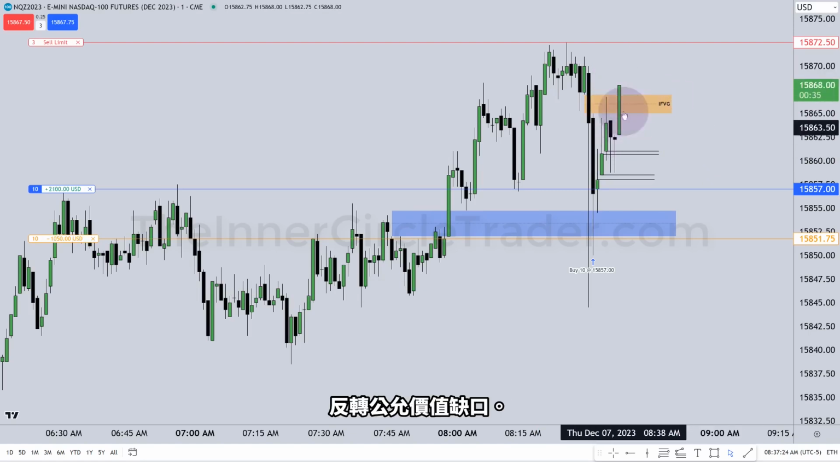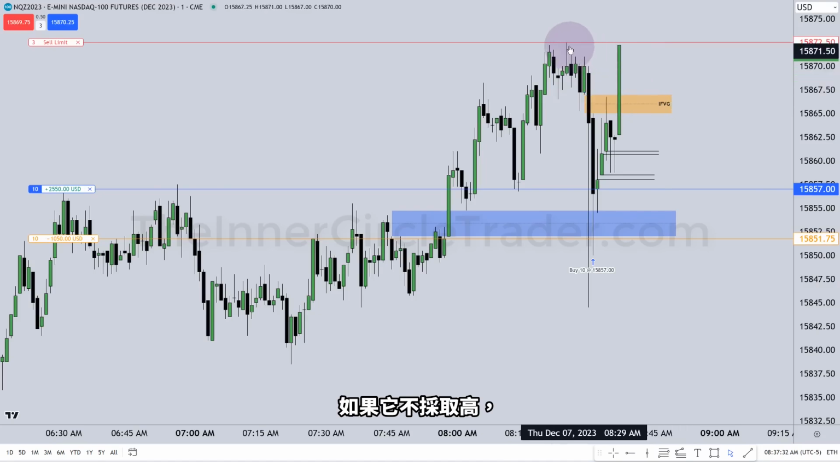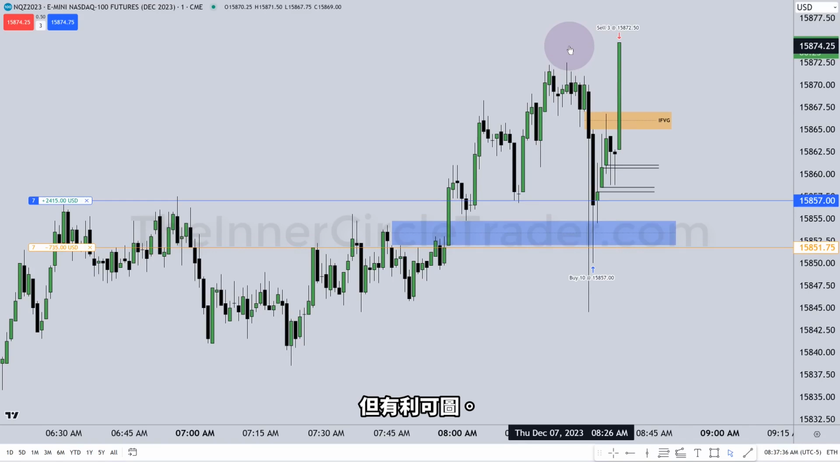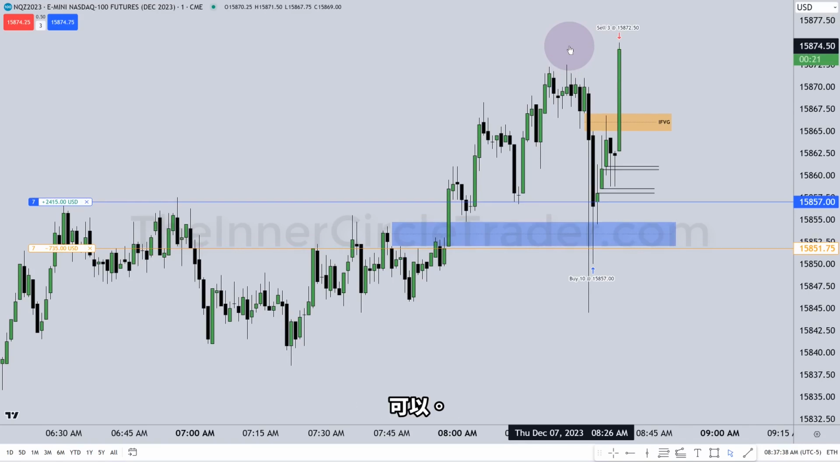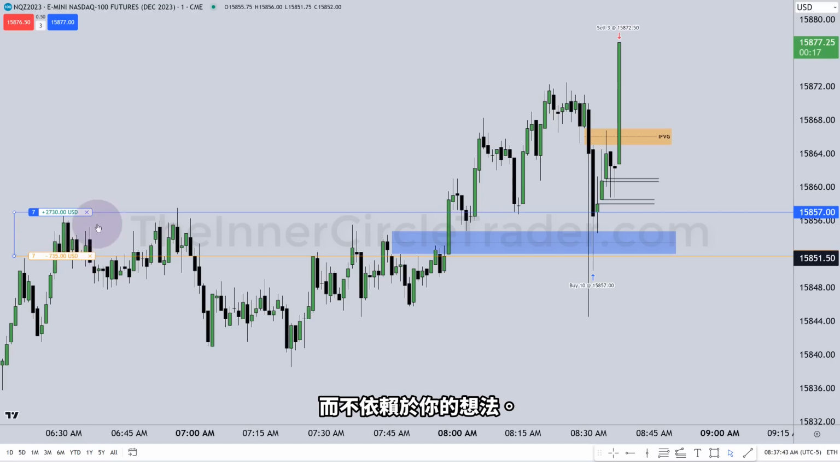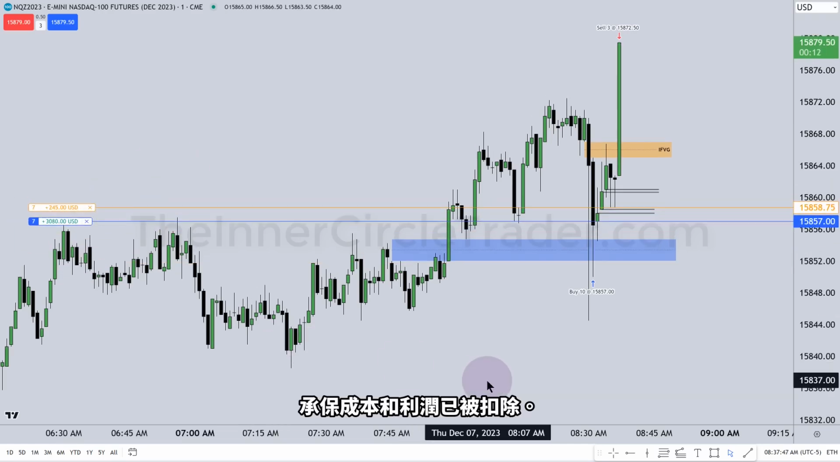The inversion fair value gap, and unless we go right above here and keep on rolling, I'd like to see it create another candle, trade down. And if it does, without taking that high out, well, there you go. There's me being wrong but profitable. That's the goal. Okay, you want to be able to trade these markets and not have a dependency on your idea panning out. So covered costs and profits been taken.